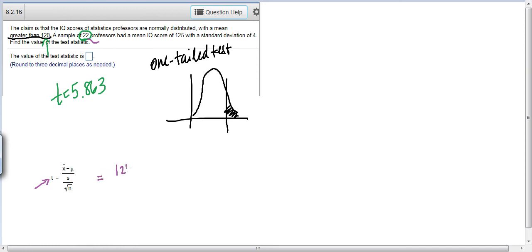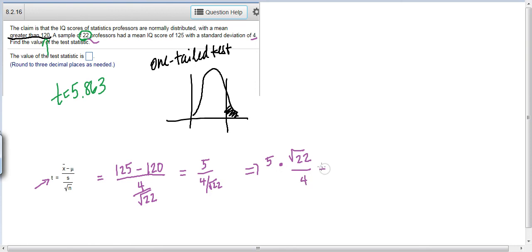X bar was 125. That was our sample. The mu, the population mean, was 120. And then we divide that by s, which was 4, the standard deviation, and then we divide that by the square root of 22, the square root of n. So when you do this math, you get 5 over 4 divided by the square root of 22. When you divide by a fraction, you multiply by its reciprocal, so that's 5 times the square root of 22 over 4. And if you use your calculator on that, you also get 5.863.